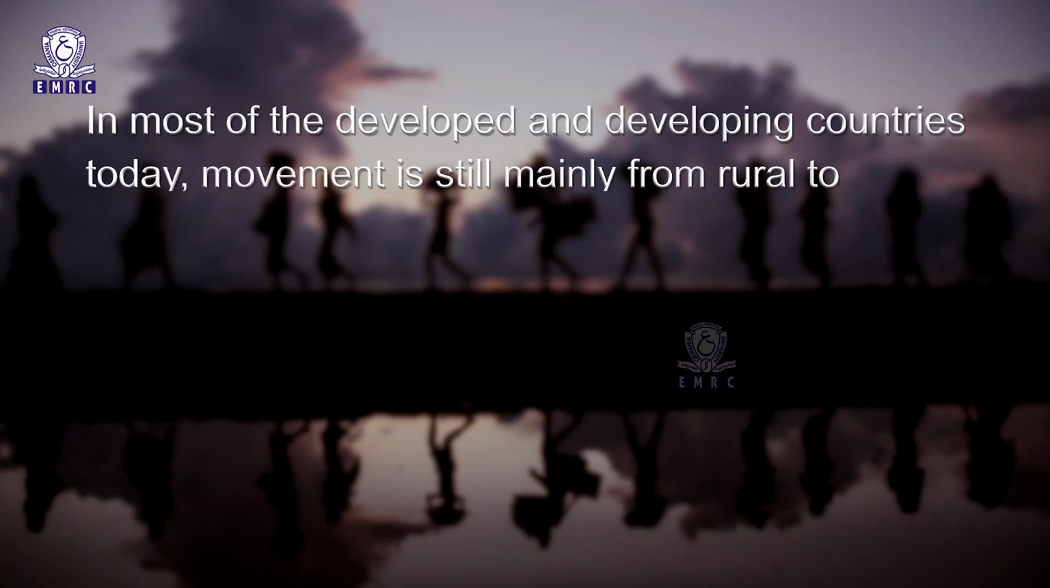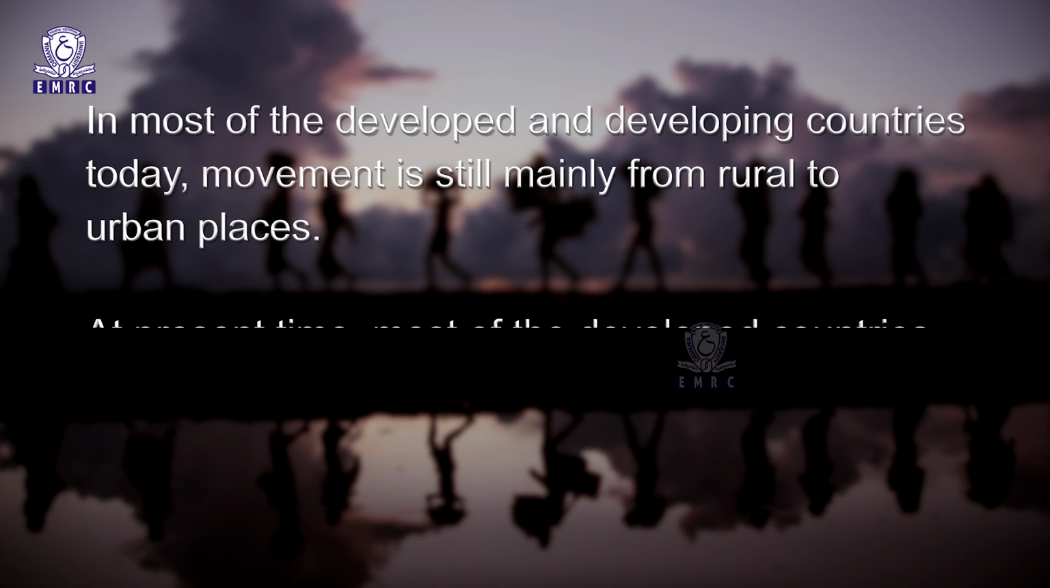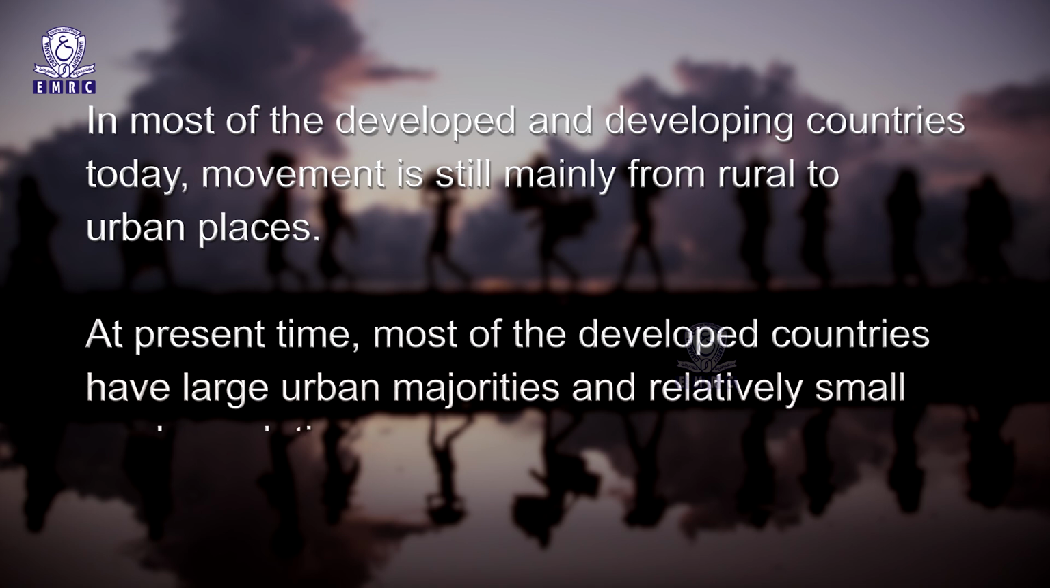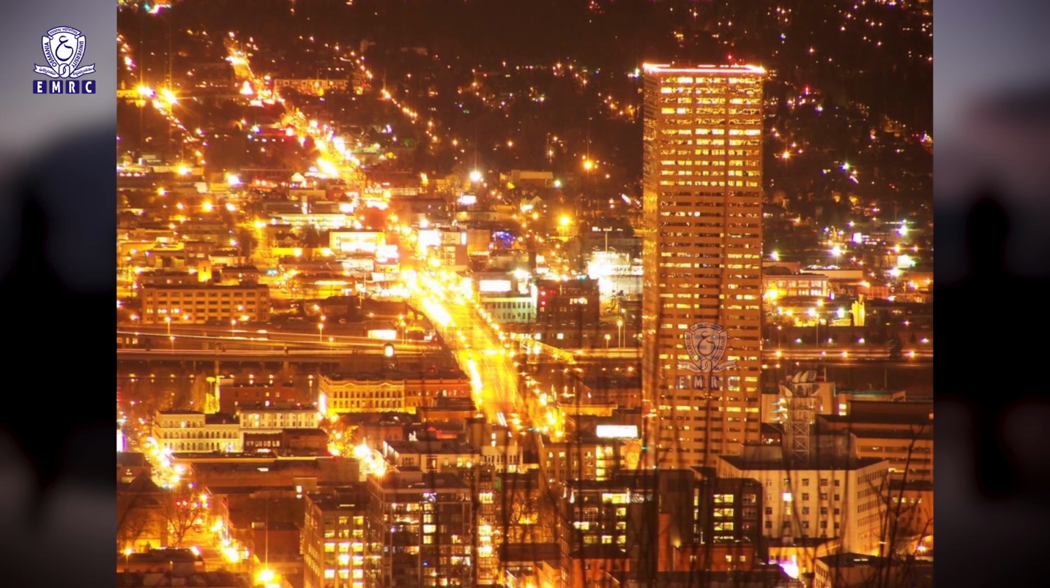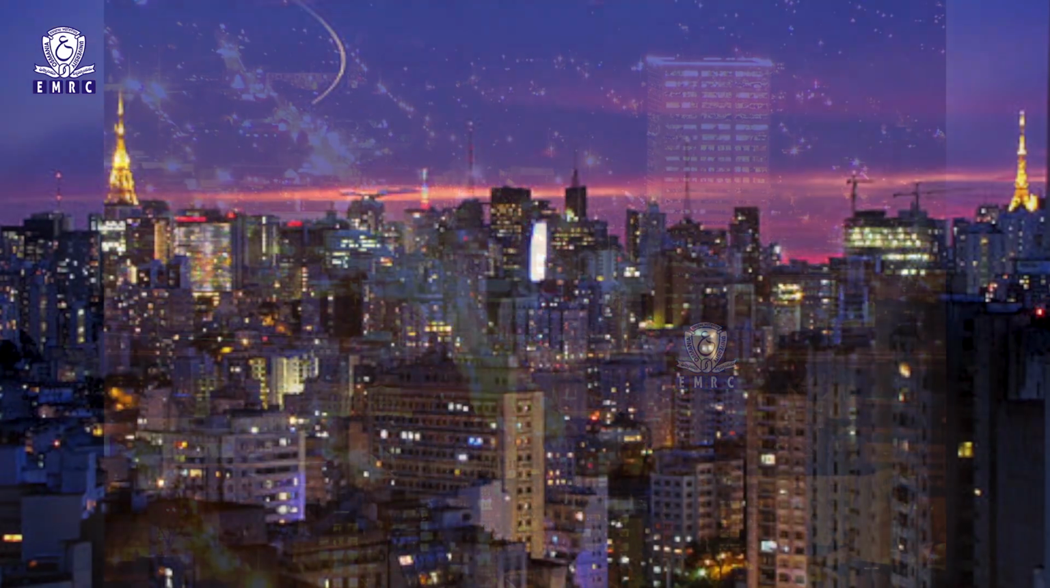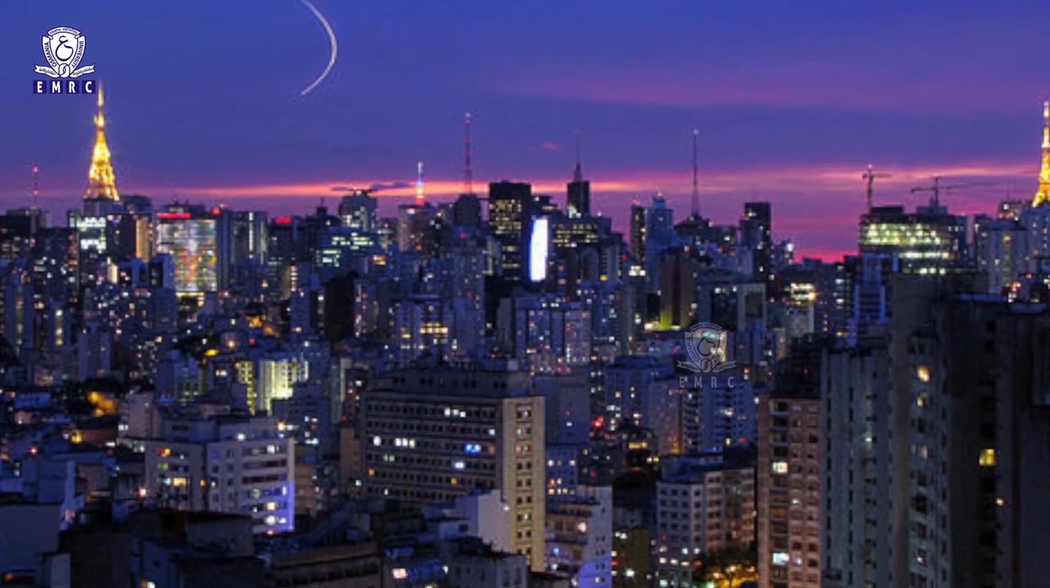This observation was related to a stage of economic development in Europe in the 19th century, when rural to urban migration was predominant. In most of the developed and developing countries today, movement is still mainly from rural to urban places. Most of the developed countries have large urban majorities and relatively small rural populations. Therefore, most migration is interurban or intra-urban, that is within a city.